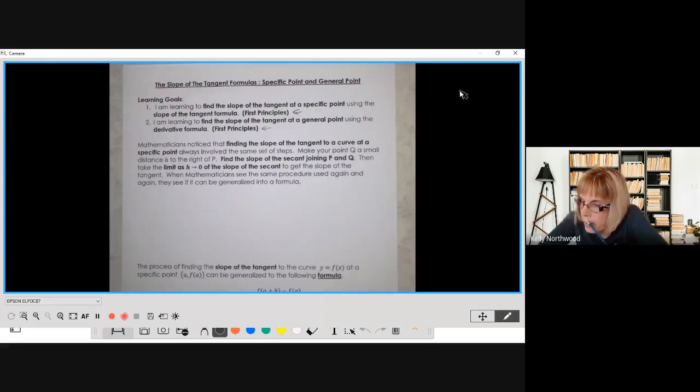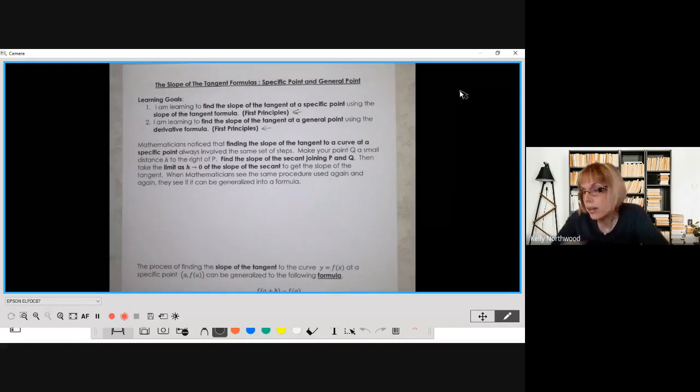All right, so mathematicians notice that finding the slope of the tangent to a curve at a specific point always involves the same set of 3 steps. First, you make your points P and Q, and then you find the slope of the secant that joins P and Q, and then you take the limit as h approaches 0 of the slope of the secant to get the slope of the tangent. Whenever mathematicians see that the same procedure is used over and over again, they see that they could generalize that into often a formula.